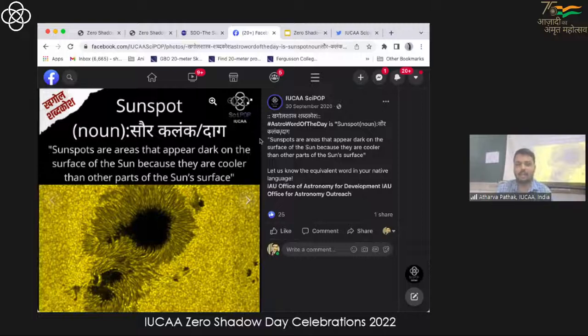And as a result of these flares, we often get to experience what are known as auroras. The auroras happening in the northern hemisphere are called aurora borealis. The ones happening in the southern hemisphere are called aurora australis. Coming back to the zero shadow day thing.